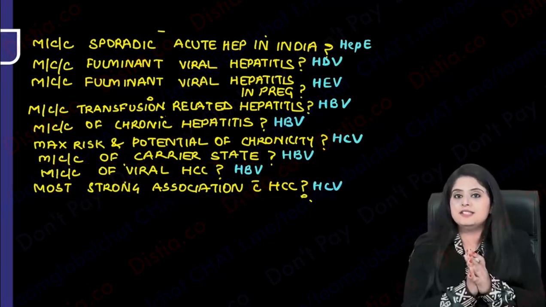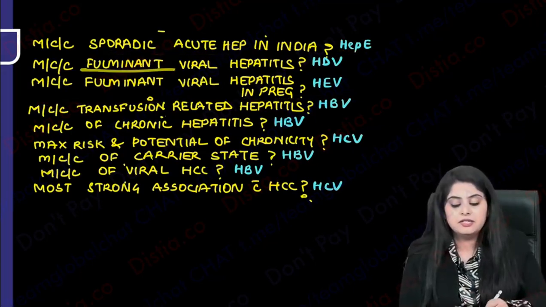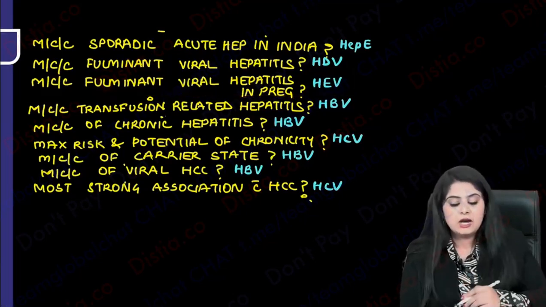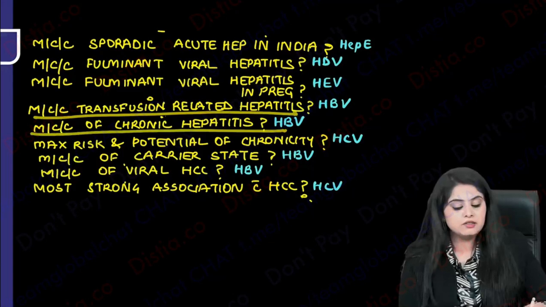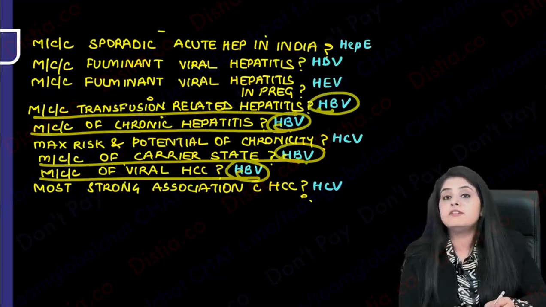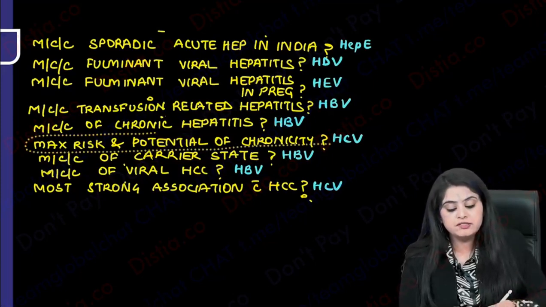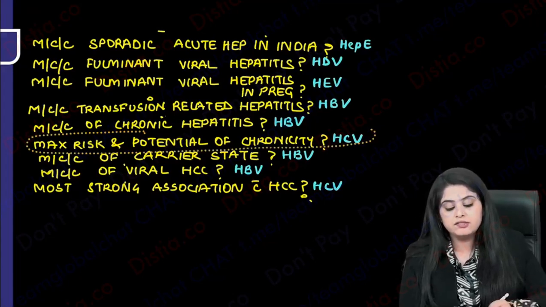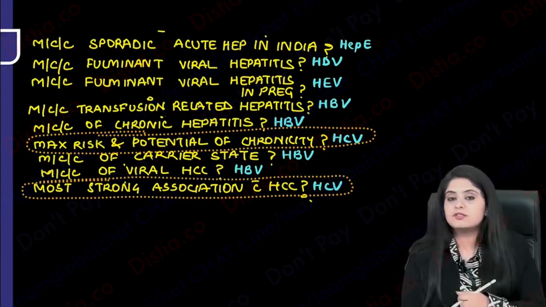So overall, the easier way of learning this table is, look, till here the table comes simply. Acute hepatitis, hepatitis E, fulminant, hepatitis D, but fulminant in pregnancy, hepatitis E. Till here the table was simple. Now whenever someone asks you most common cause of transfusion related, most common cause of chronic hepatitis, most common cause of carrier state, most common cause of viral induced cancer, the answer to all is hepatitis B, because hepatitis B is only more in prevalence. But if I now ask you the maximum risk and potential of chronicity, the maximum risk and potential of chronicity is HCV, and the strongest association with hepatocellular carcinoma, HCV. Everyone's understood how to simplify this table?